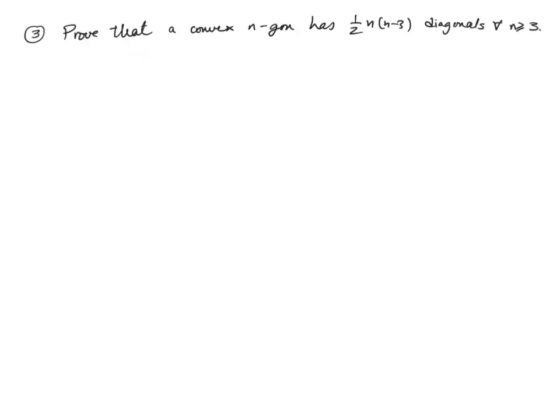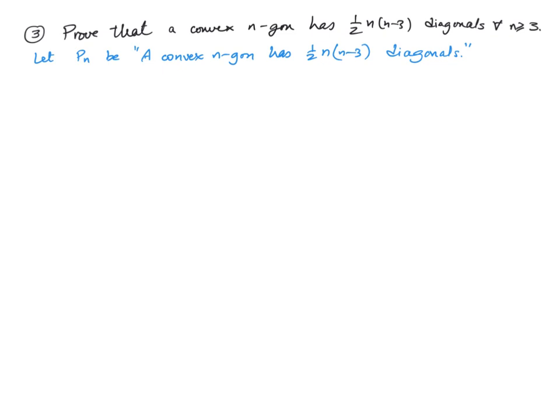Let's do one more. All right, so prove that a convex n-gon has 1/2 n times n minus 3 diagonals for all n greater than or equal to 3. So let P sub n be: a convex n-gon has 1/2 n times n minus 3 diagonals. And I'm not going to write for all n greater than or equal to 3.